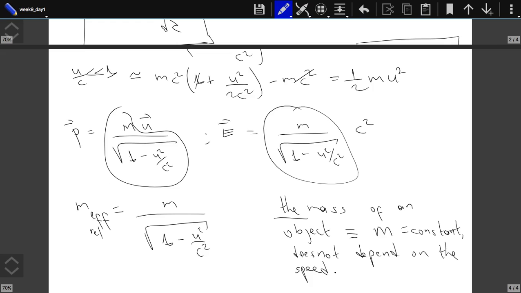So whenever we are talking about the mass of the object, it is this one. And this definition is no longer used. The relativistic mass or the effective mass or whatever you want to call it, it's not used. We will see. Why not?